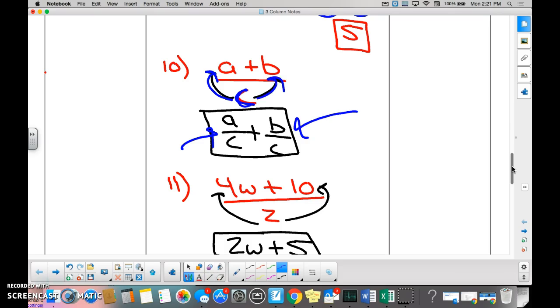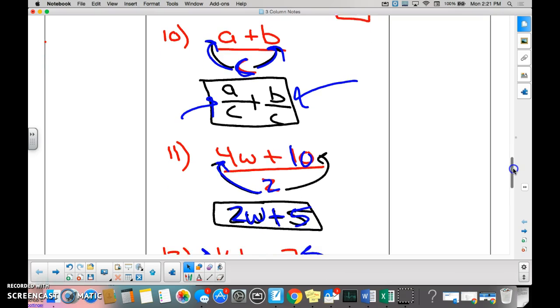Number 11. What is 4W divided by 2? 2W. What is 10 divided by 2? 5. Positive or negative? Positive. We getting the idea? Okay, so that is what we're doing.